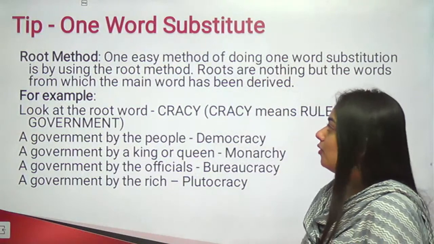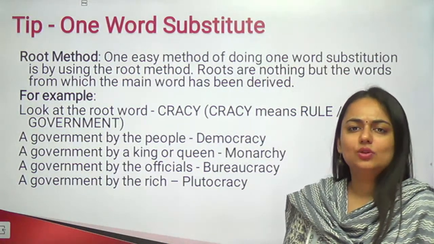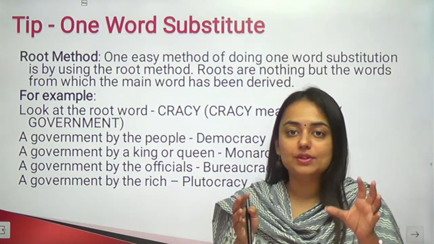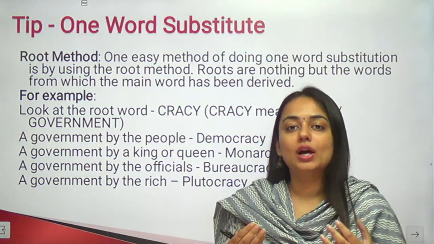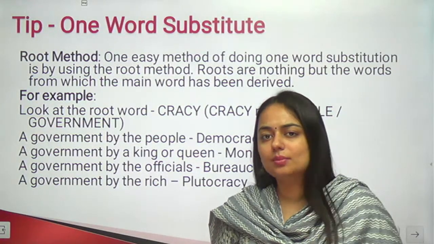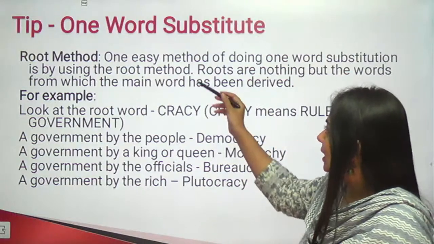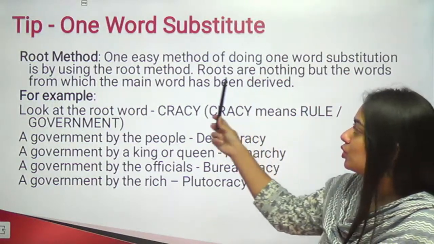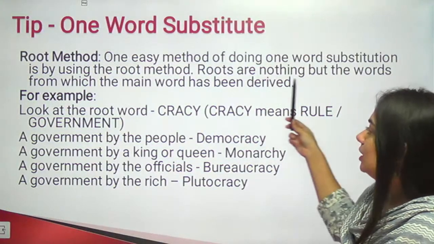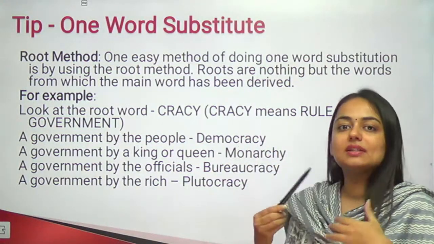Okay, so the tip for one word substitution, the time tested one, is try to break the word into smaller pieces or units which have some meaning of their own, which is known as the root method. So you have to find out the root word from it, try to guess the meaning of that root word. One easy method of doing one word substitution is by using the root method. Roots are nothing but the words from which the main word has been derived.